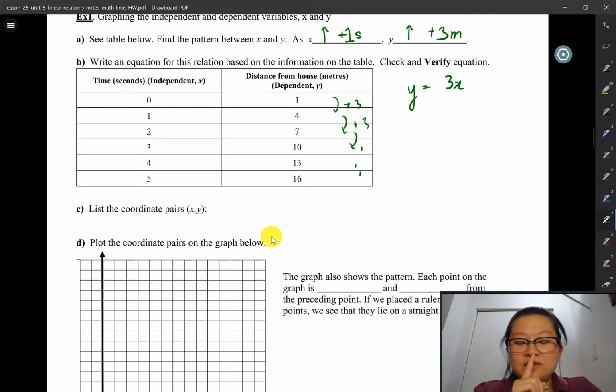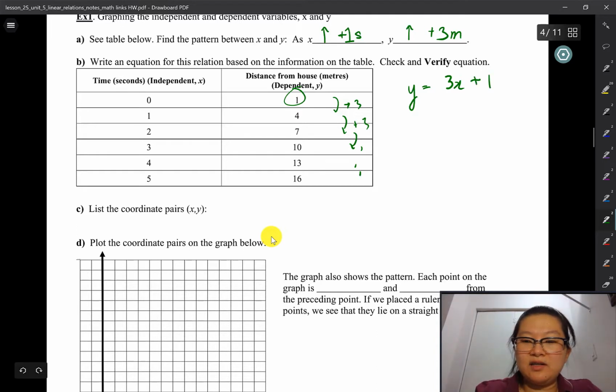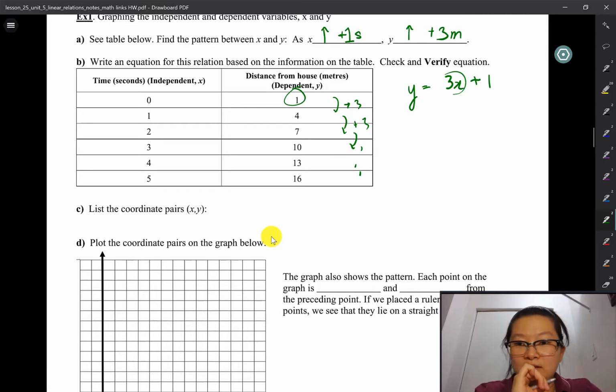However, if we take a look at this equation, if I put time is equal to 0, then y is 0, as x times 3 is 0 for y. That doesn't make sense, because this person actually started off 1 meter away from the house. So how do we make this equation work for time is equal to 0? We have to put a +1 here, because if this whole thing is 0, y must be equal to 1.